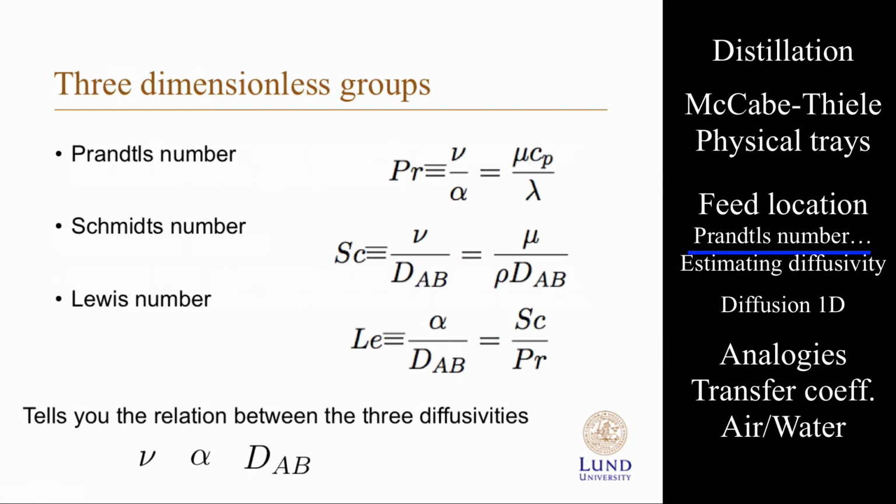We use dimensionless groups in this course, and we use Prandtl's number, Schmidt's number, and Lewis number, to name a few. And these 3 tell you the relation between the 3 diffusivities: the diffusivity of momentum, the diffusivity of heat, and the diffusivity of mass. And if you have an ideal gas, those 3 diffusivities are the same, have the same value in square meters per second.